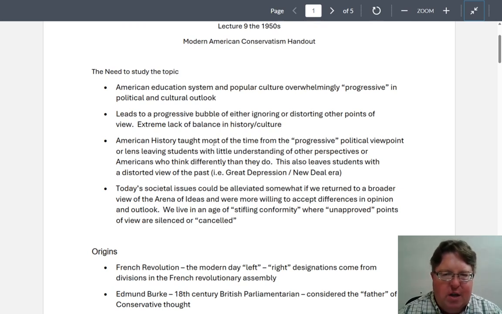The other issue why you are in desperate need of this section is that American history is taught mostly from a progressive, and I'll even venture to say Marxist, political viewpoint or lens. So you are left with little understanding of other alternative points of view, other alternative interpretations. The number one example is the Great Depression. Students, I teach the Great Depression differently than most other instructors. I don't pray to FDR. I don't think FDR saved America. FDR's New Deal prolonged the Depression and made it worse.